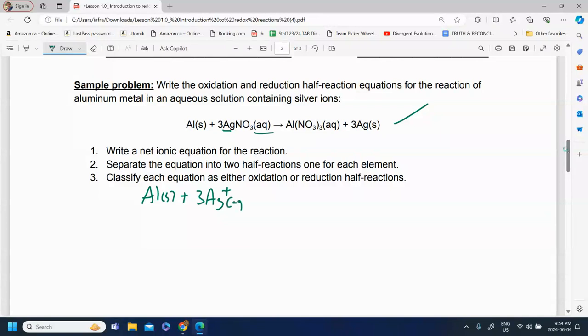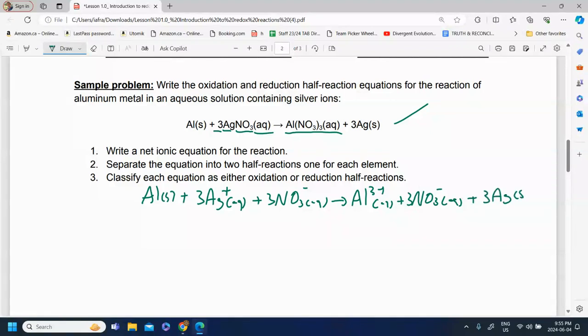The charge is plus. There's a 3 there, so that applies to this as well. 3 nitrates, also aqueous because they're dissolved in there, and it's minus, that's a polyatomic ion. Then on the other side, we have the Al, so we have Al 3 plus from the periodic table, it's aqueous, it's dissolved in there, plus 3 nitrates as well, aqueous, dissolved in there, and then plus our 3 Ags solid.